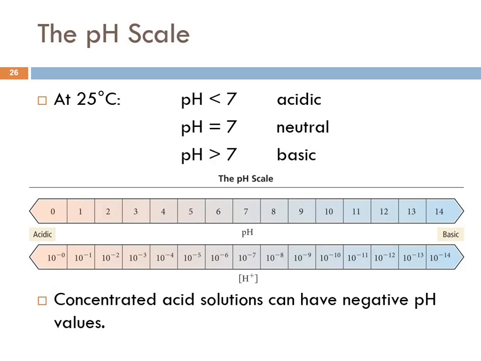So now we got a couple pictures of the pH scale. So here's pH. pH runs from 0 to 14, 14 being more basic, 0 being the more acidic. And here are the hydrogen ion concentrations. And so the negative log of 10 to the minus 7 is 7. The negative log of 10 to the minus 3 is 3, etc. So lower pH is higher hydrogen ion concentration.